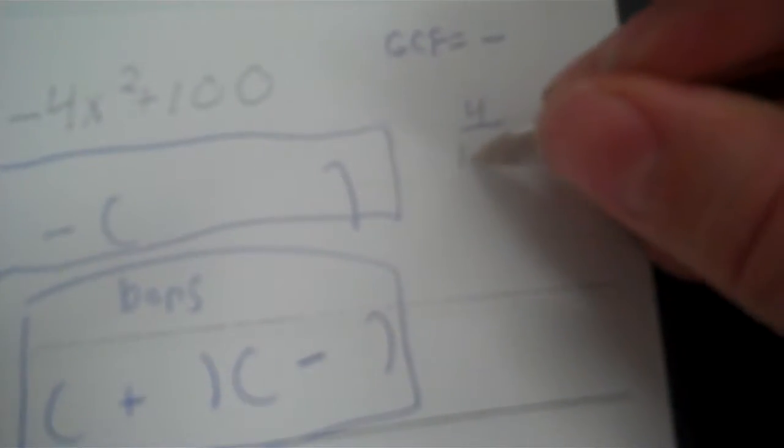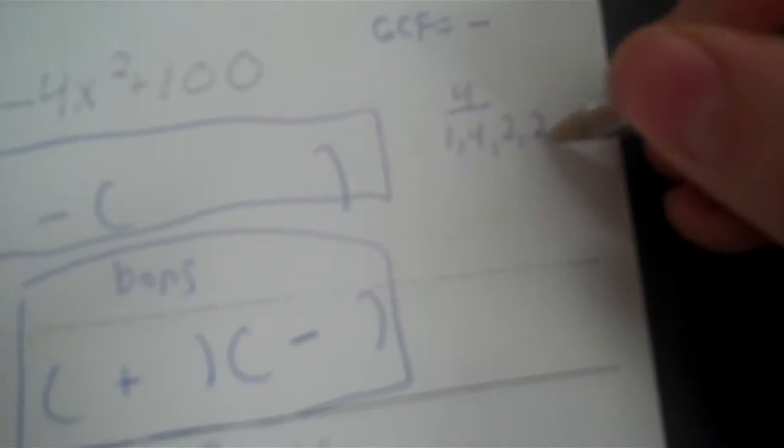Okay, next. First I look for a GCF, and then I look for a DOPS, because all these are two terms. So GCF, first I do have a negative in front. I don't have x on everything. And then I look at factors of 4. We got 1 and 4, and then 2 and 2. So let's see if we can divide the 100 by 4. 100 is divisible by 4. It's 25. Okay, so negative 4, but not x, just negative 4.